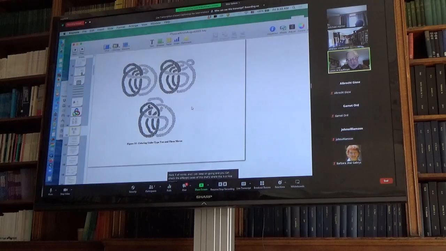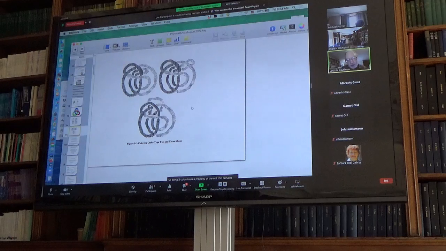You can try it out yourself with three colors and the three color rule, 3 or 1. And you'll see that no matter what you do as you push it around, it will retain its three coloredness. So being three colorable is a property of the knot that remains no matter how you push it around.